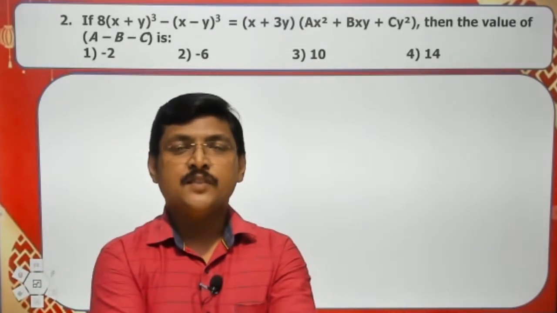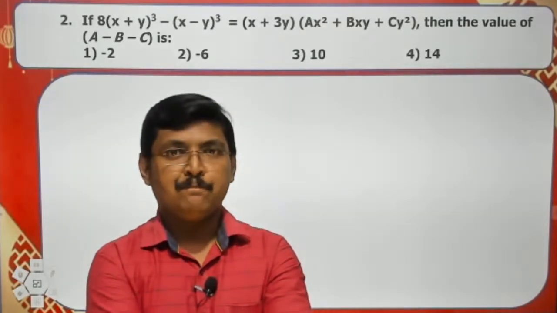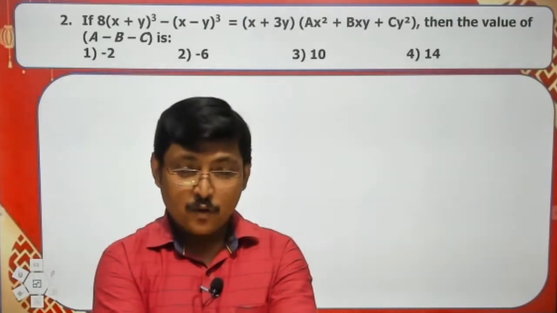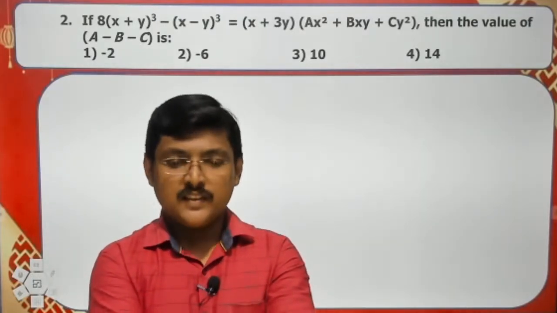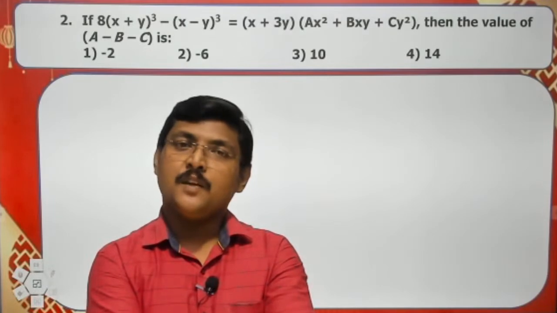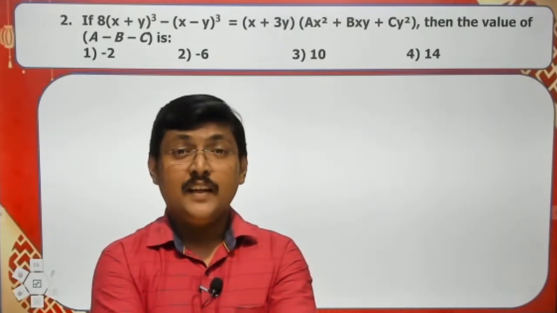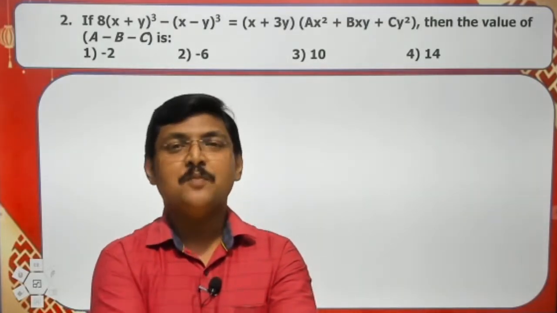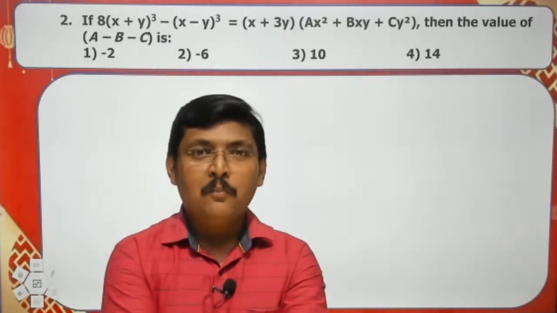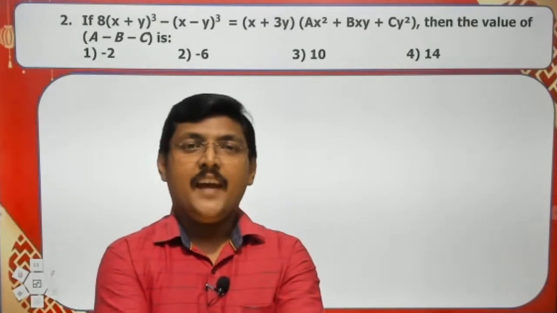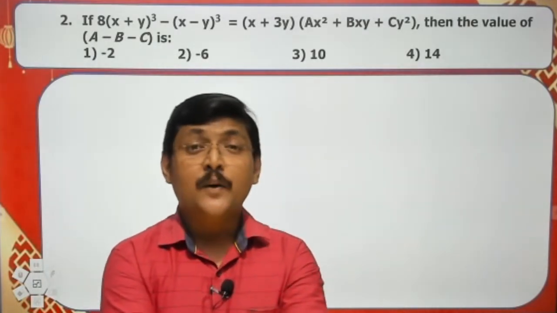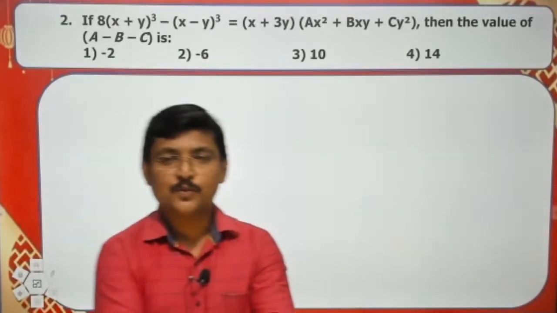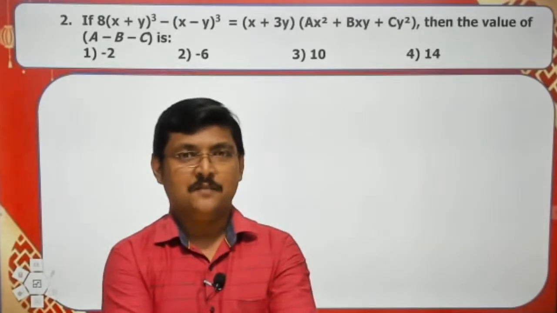Yes, first of all, please note this formula, a cube minus b cube. What is a cube minus b cube? Please note this. A cube minus b cube is equal to a minus b into a square plus ab plus b square. Please note this first. I am repeating that once again. A cube minus b cube is equal to a minus b into a square plus ab plus b square. So using that formula, I am going to find the answer for this question, right?